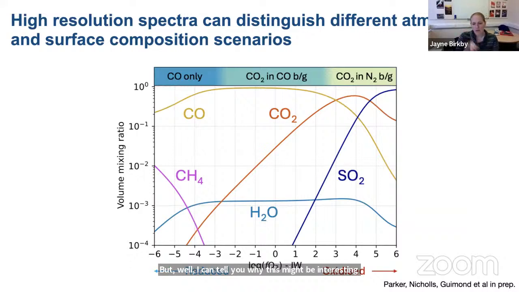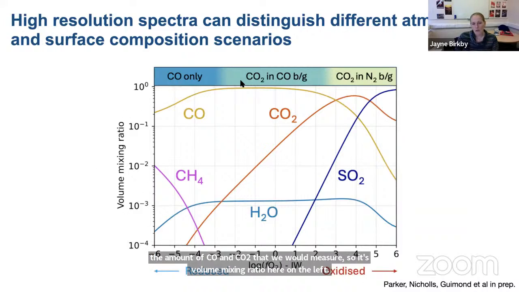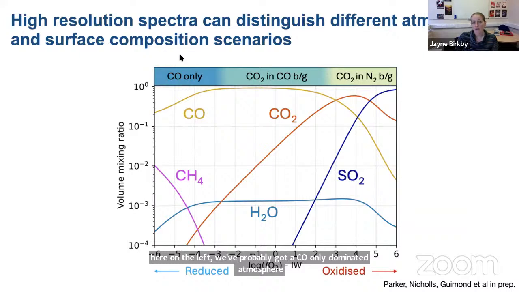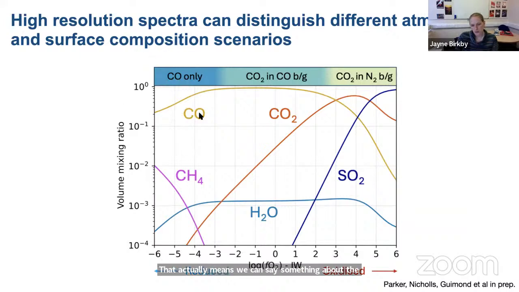So if we were able to tell the difference between these atmospheric scenarios for 55 Cancri E, depending on the amount of CO and CO2 that we would measure, so this volume mixing ratio here on the left, we would actually be able to tell between these different scenarios. So if we see lots of CO and no CO2, then we're over here on the left, we've probably got a CO-only dominated atmosphere. And that actually means we can say something about the surface composition of the planet as well. So this is representative of the abundances at the surface.